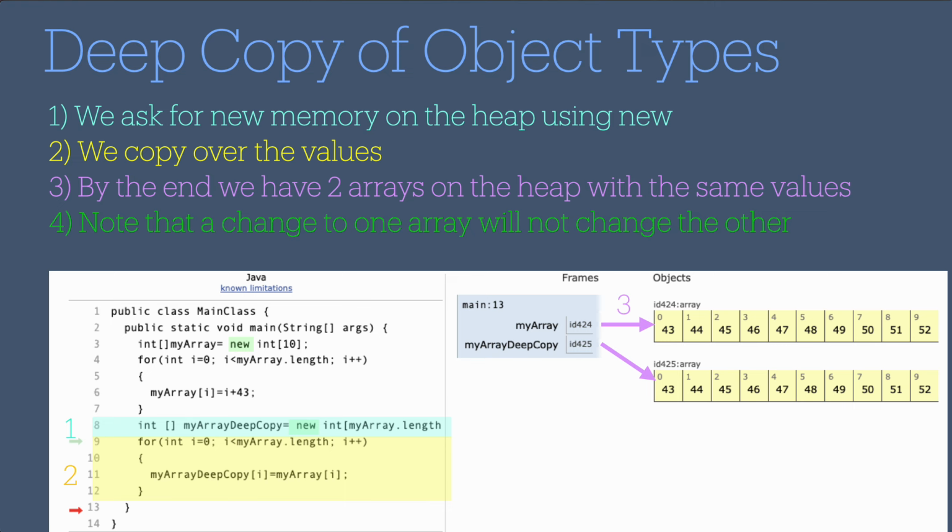Okay. Also note that there are 2 new arrays on the heap, right? So we use new twice, and that's a clue that this is a deep copy because we actually asked for more memory so that we can copy the values in, as opposed to the shallow copy where there was only 1 new, right? And meaning there's only 1 object on the heap.